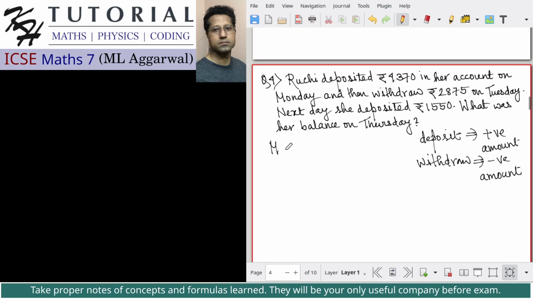Okay, so now on Monday, let's try to see what are the transactions done on each day. On Monday, Ruchi deposited rupees 4370. So we can say the transaction amount in rupees will be positive rupees 4370.